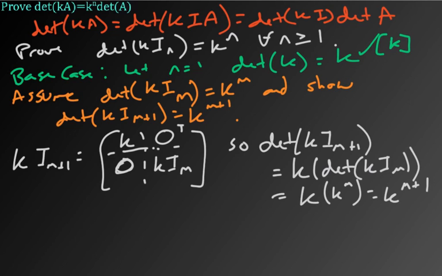And since I showed here that the m case implies the m plus 1 case, and the base case holds, then this should hold for all n. So this proves the determinant of kI_n equals k to the n. That does my mini little induction proof.